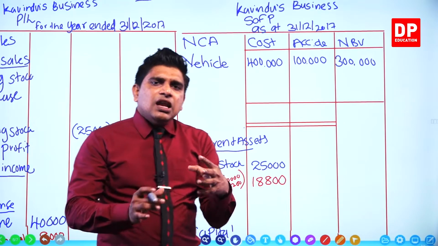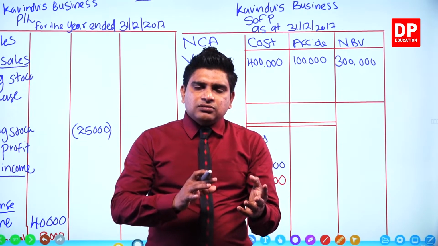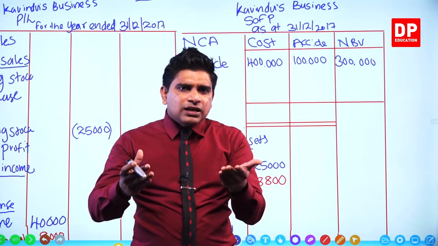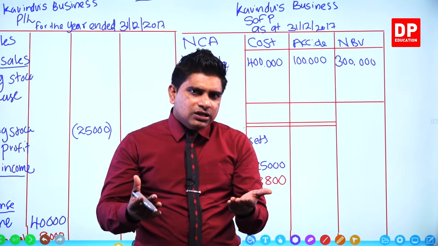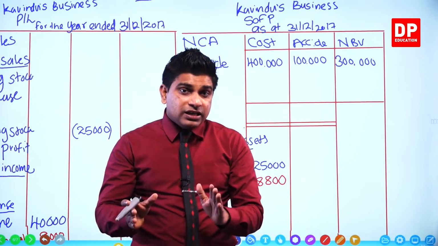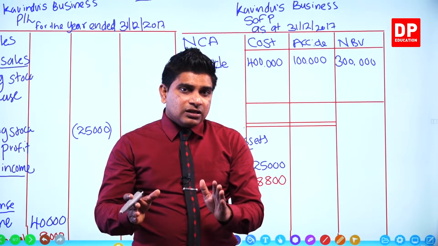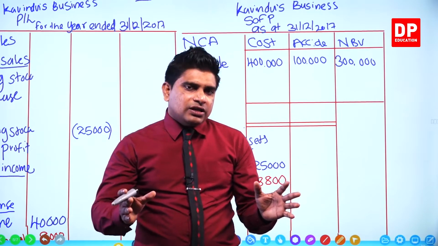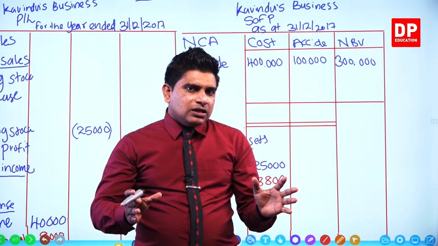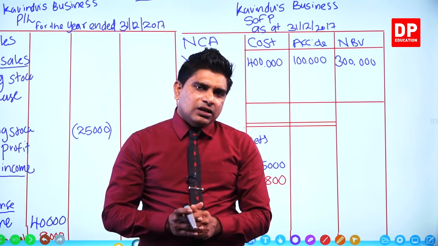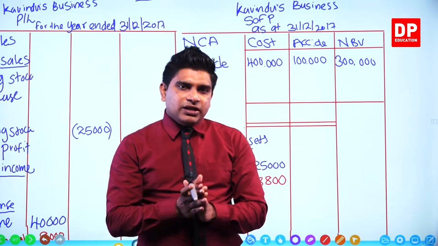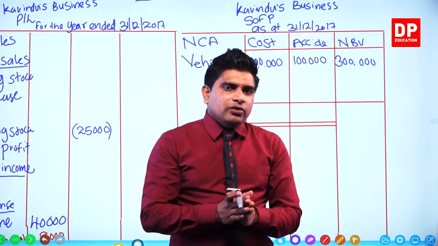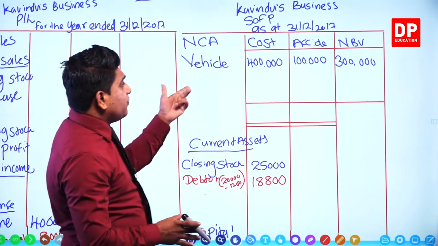Think about this. Land and building, the other one is vehicle. Which one can be sold immediately? I'm talking about land and building or vehicle, right? You can sell your vehicle more quickly than land and building. So land has less liquidity, so land should come first.